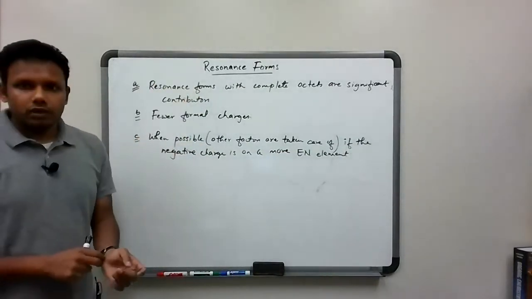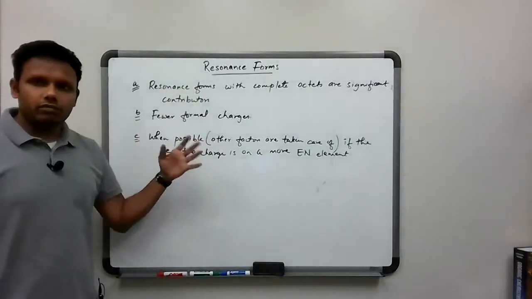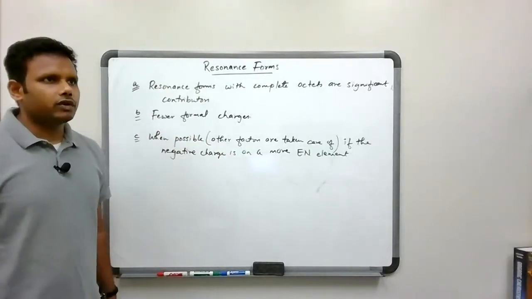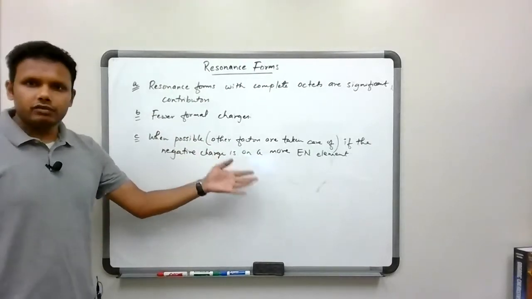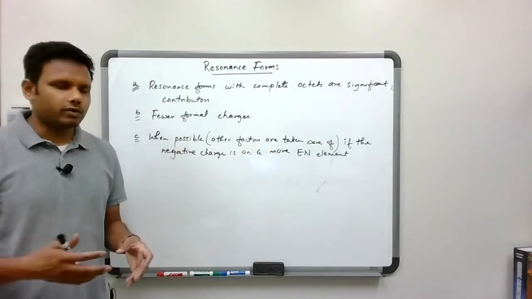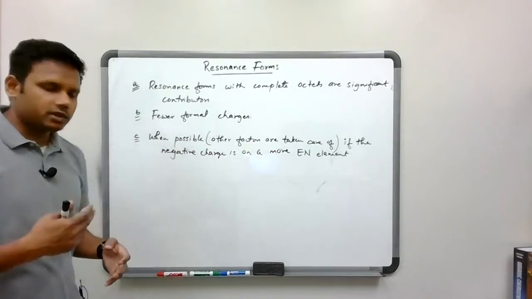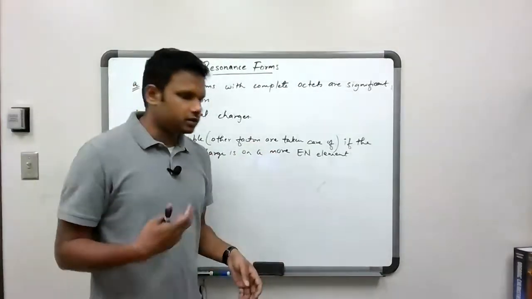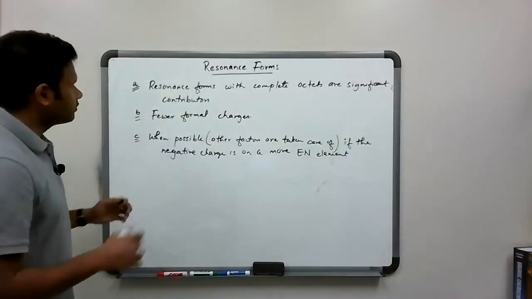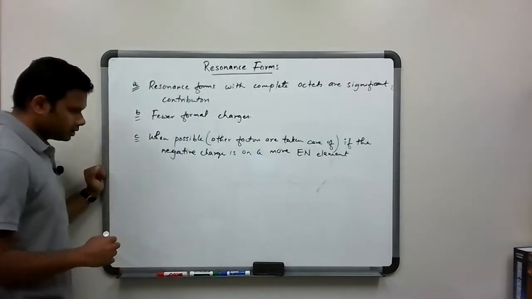The most important one, I would say, is getting complete octets, and then the one with a fewer number of formal charges. And finally, if there is a resonance form where the negative charge is actually on a more electronegative element, then that resonance form's going to be a major contributor. Let's look at a few examples which show us this.